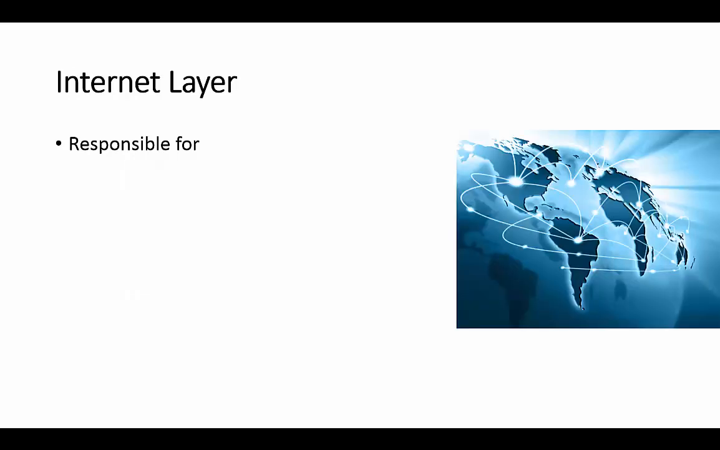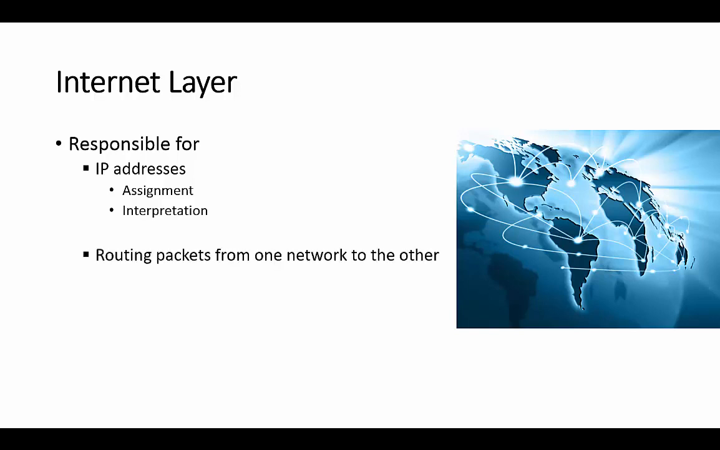The internet layer is responsible for assigning IP addresses to the packets and also interpreting the IP addresses of the packet if you're on the receiving side. And the internet layer is also responsible for routing packets from one network to the other. So the internet layer is really necessary for transmitting network messages in between different networks.